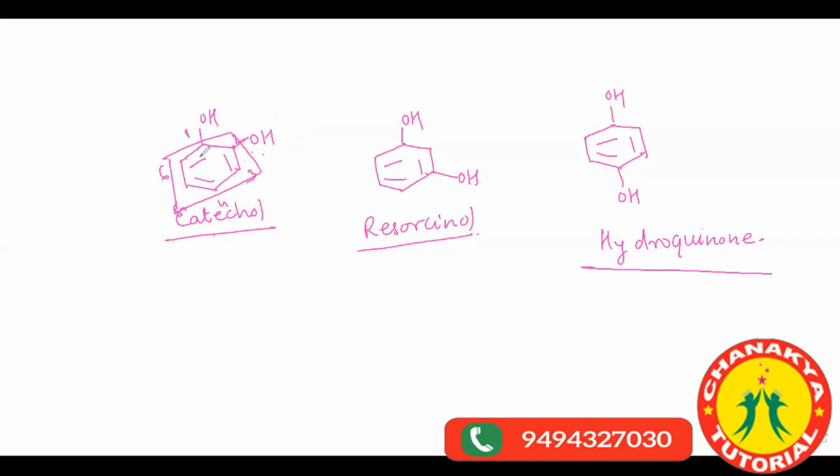And we have already seen phenols nomenclature, means classification. If there would be 2 OH groups, that is called diol. If there would be 3 OH groups, that will be called triol. Right? Now it will be what? Diol, isn't it? Because 2 OH groups are present in that.